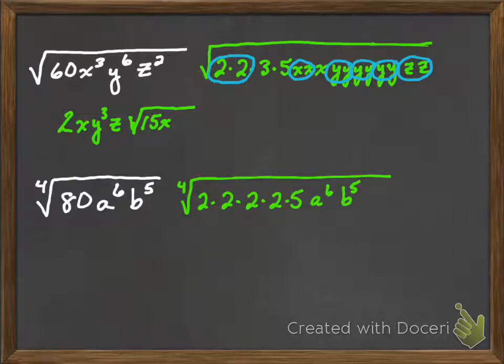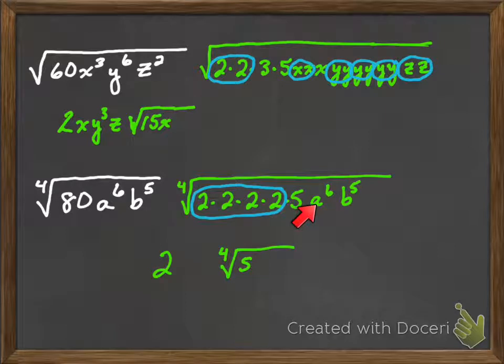All right, so we have 4th root, which means we're looking for groups of 4. So we have one group of 2's that will come outside the radical. We are left with a 5 inside the radical. If we have 6 A's, we can get one group of 4 out of that, and that will leave us with 2 A's inside the radical. The B's, we can get one group of 4 out of this, with one B left over inside the radical.